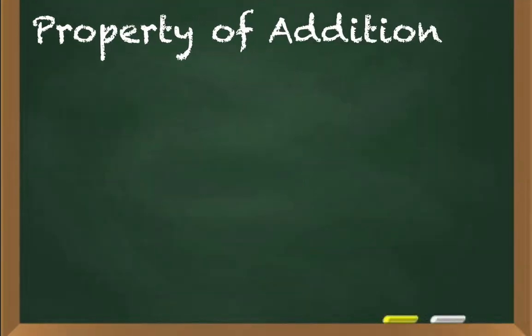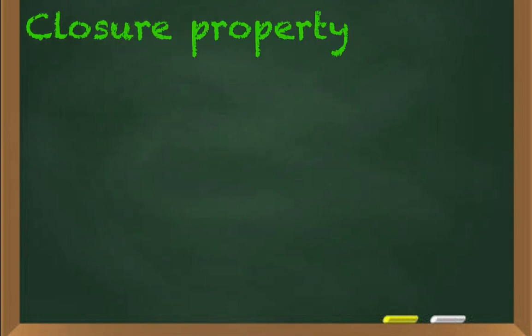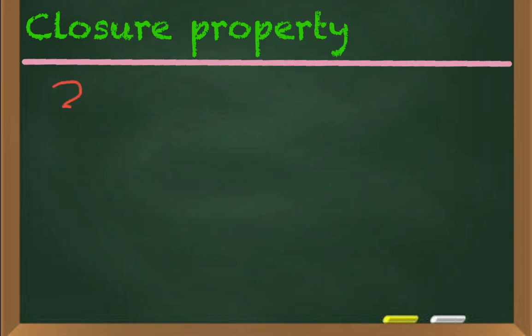Property of addition. Closure property. Now for example, you have to add 3 with 4. So you are getting 7 as the answer. Right? So here as you can see, this is 3. This is an integer. This is 4. This is also an integer. This is your answer, that is 7. Now this is also an integer.